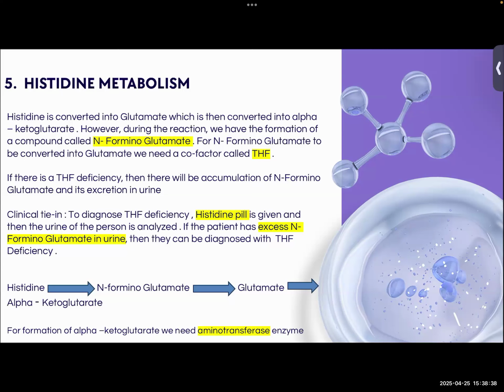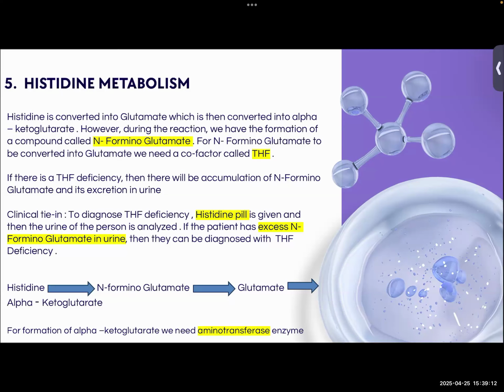Histidine is converted into glutamate, which is then converted into alpha ketoglutarate. However, during the reaction from histidine to glutamate, we have a byproduct in between called N-formino-glutamate. For N-formino-glutamate to be converted into glutamate, we need a cofactor, which we've already heard about before, tetrahydrofolate. So you can see the reaction on the bottom of the screen. Histidine becomes N-formino-glutamate. And then for N-formino-glutamate to become glutamate, we need a tetrahydrofolate.